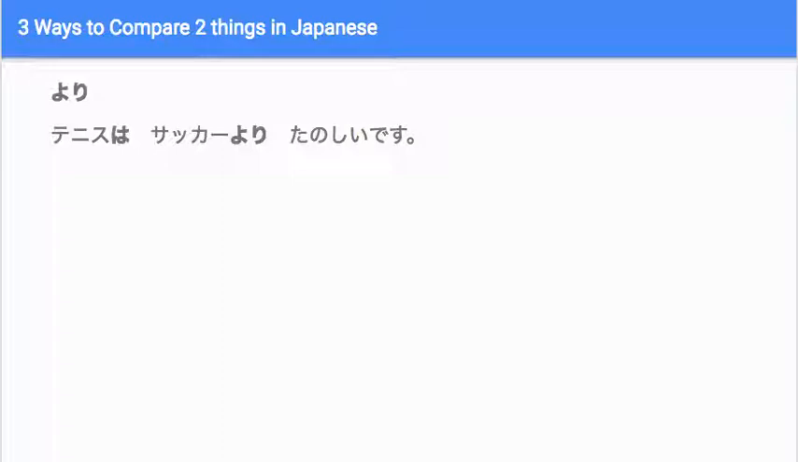The first way, yori, goes like this. Tennisu wa saka yori tanoshii desu. This is saying tennis is more fun than soccer.